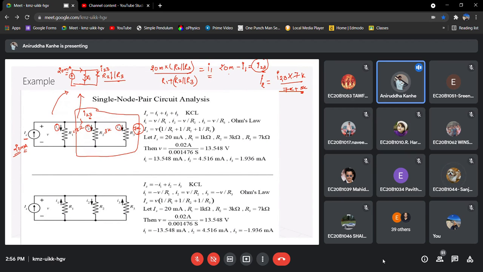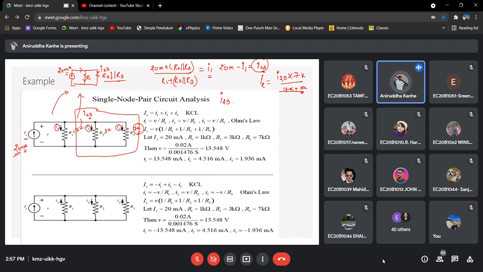Sir, after we find I23, can't we just simply subtract I23 from 20 milliamperes to get I1? Anyway, you can find I23 and then subtract, you will get I1, no problem. That also can be done, but I just want to use only the current division rule.